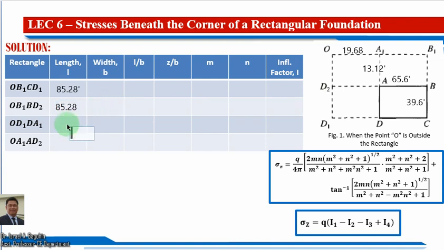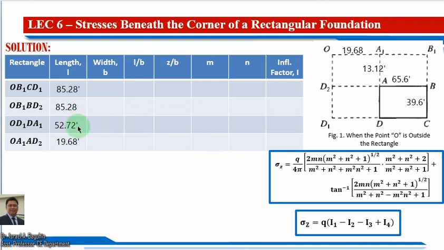How about for this third rectangle, which is O D1 D and this E1? So this side is 19.68, but this side is 13.12 plus 39.6, so this would now be our length, which is 52.72 feet. And we also have this rectangle O E1 A D2, where this side is 13.12 and this side is 19.68, so this would now be our length, 19.68 feet.